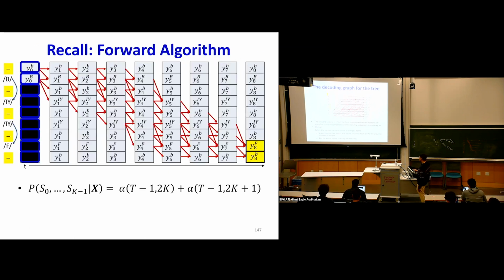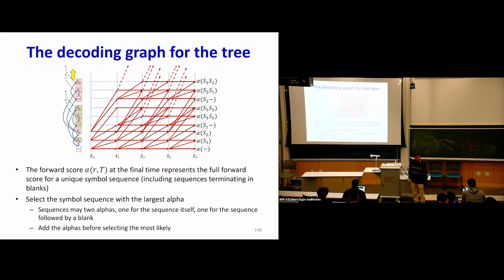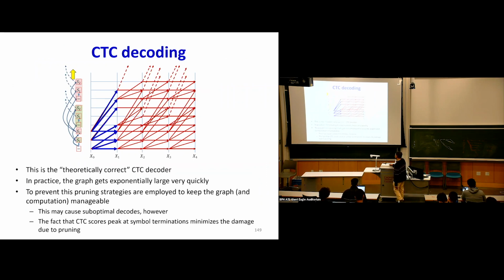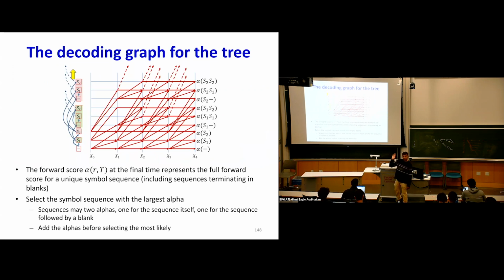One small thing: there are two possible ways of generating a symbol sequence. You can also have a final blank, right? So if I want to compute the probability of a symbol sequence, I have to say alpha of S1 and alpha of S1 blank. Those two alphas would have to be added to give me the probability of the symbol sequence. That's one final little trick. But besides that, here's what I can do. This is the theoretically correct way of finding the most likely symbol sequence. But I want to keep it engineering feasible, right?